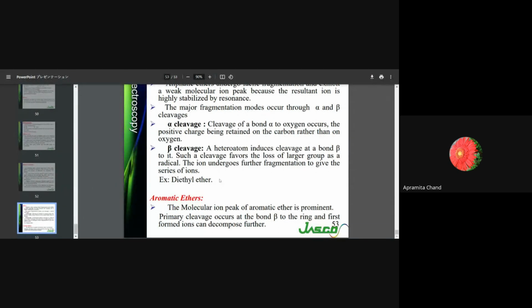Similarly, for aromatic ethers, the molecular ion peak is prominent. Primary cleavage occurs at the bond beta to the ring, and the first formed ions can again decompose further.